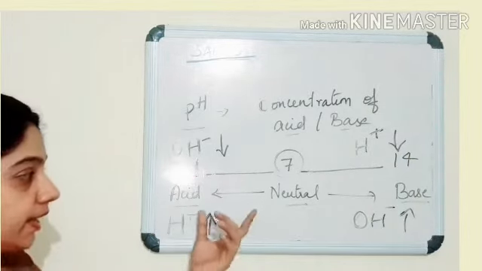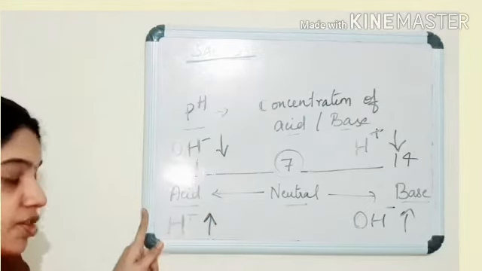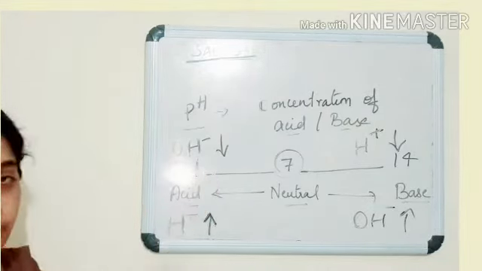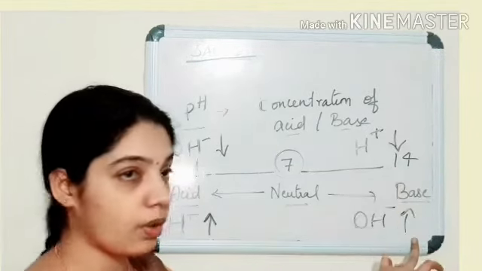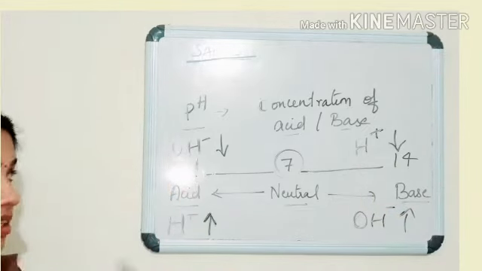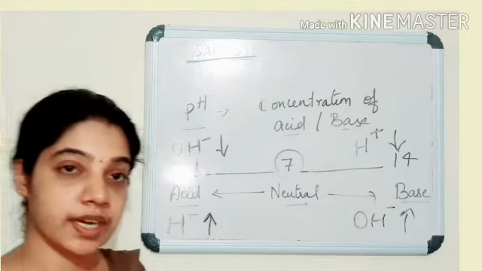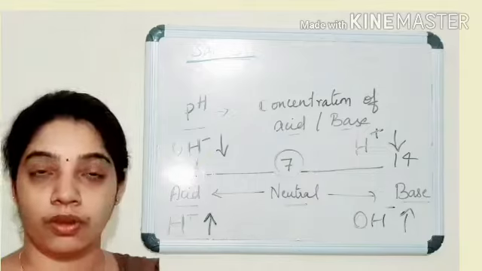Okay. So here when you look at it, we can say that if it is an acidic solution, it has more H plus ions and less OH minus ions. And in the case of a base, we have more OH minus ions and fewer H plus ions. Okay, so this is what we studied in the last class. This pH we studied to find out the concentration of an acid or a base.